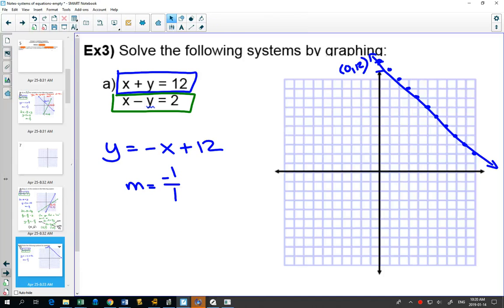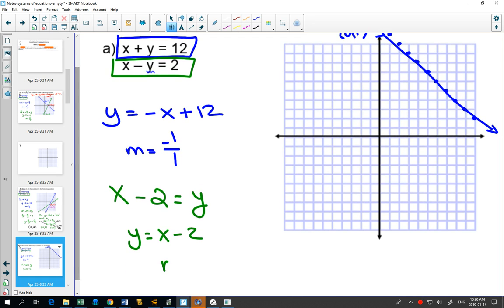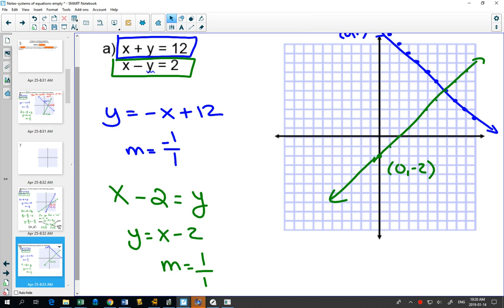For our green equation, I can move the 2 over to the left and the y over to the right. That gives me y equals x minus 2, which has a slope of 1, or 1 over 1, a y-intercept of negative 2, slope of 1, oh, and happiness. There was a point where they both intersected very nicely. Where is that point?